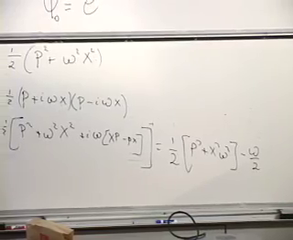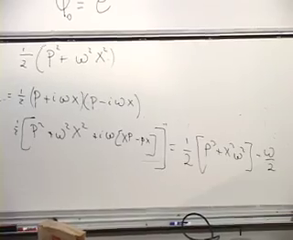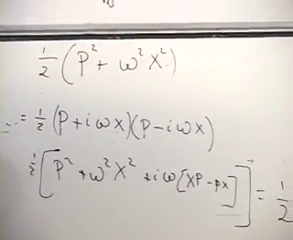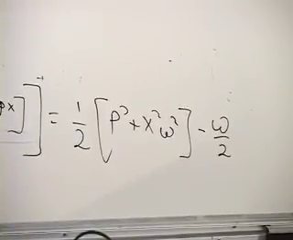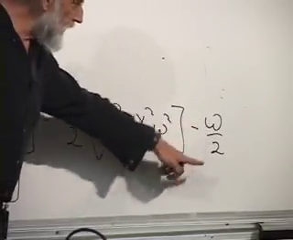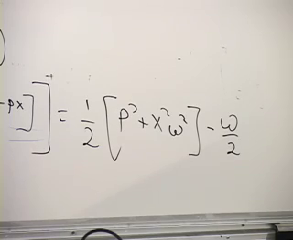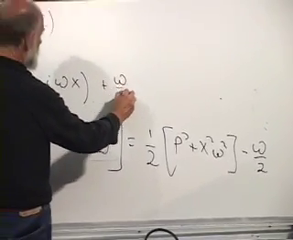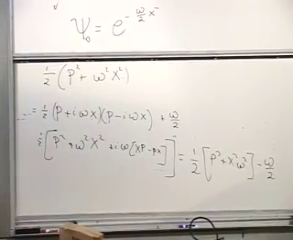I've taken into account the factor of 1/2 here. So the right thing to write then, this here is not p squared plus omega squared x squared. It differs from p squared plus omega squared x squared by omega over 2. All right, so if I really want to write this quantum mechanically, I think I have to add plus omega over 2, right? Did I do it right? Okay.